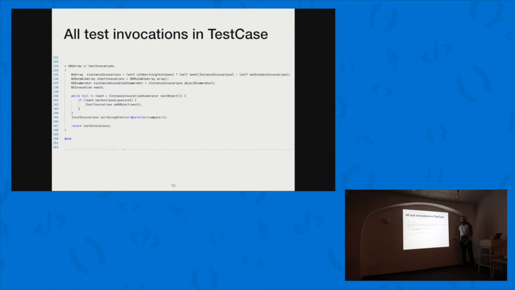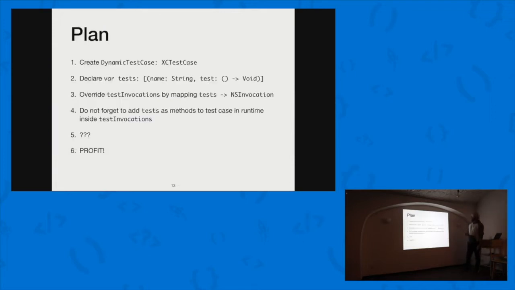So now you know how XCTestSuite works, and we know what to do. We have a plan. We first create our subclass because we need it. We create some magic properties which we will override and then provide tests at runtime, map these tests into some NSInvocations, and an important note: we must not forget to add them as methods to our class, otherwise it will not work.